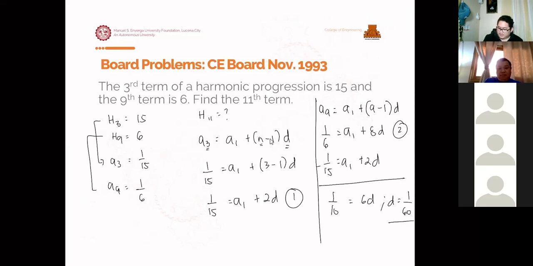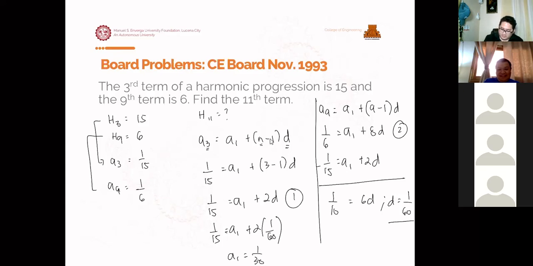So, makukuha natin yung value ng A1. So, 1 over 15 equals to A1 plus 2 times 1 over 60. So, ang A1 natin, by calculator na lang po. Hindi nakasya kasi. Minus 2 over 60. A1 natin is 1 over 30.